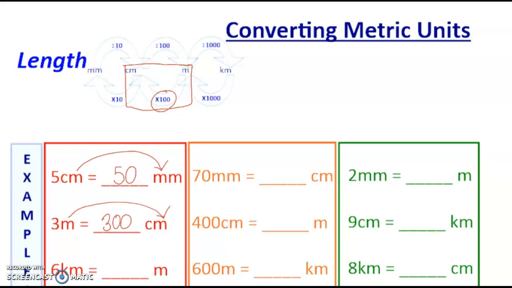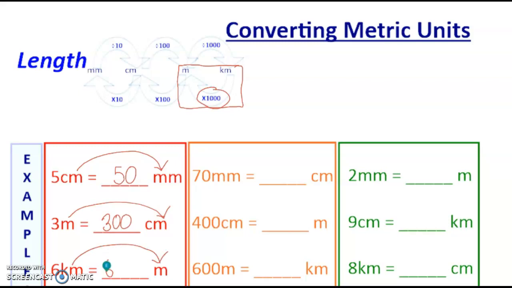And the final easy red example is 6 kilometres to metres. So we're using this last portion of the conversion chart. And to get from kilometres to metres, we are timesing by 1,000. So 6 kilometres in metres is 6,000 metres. Easy peasy.